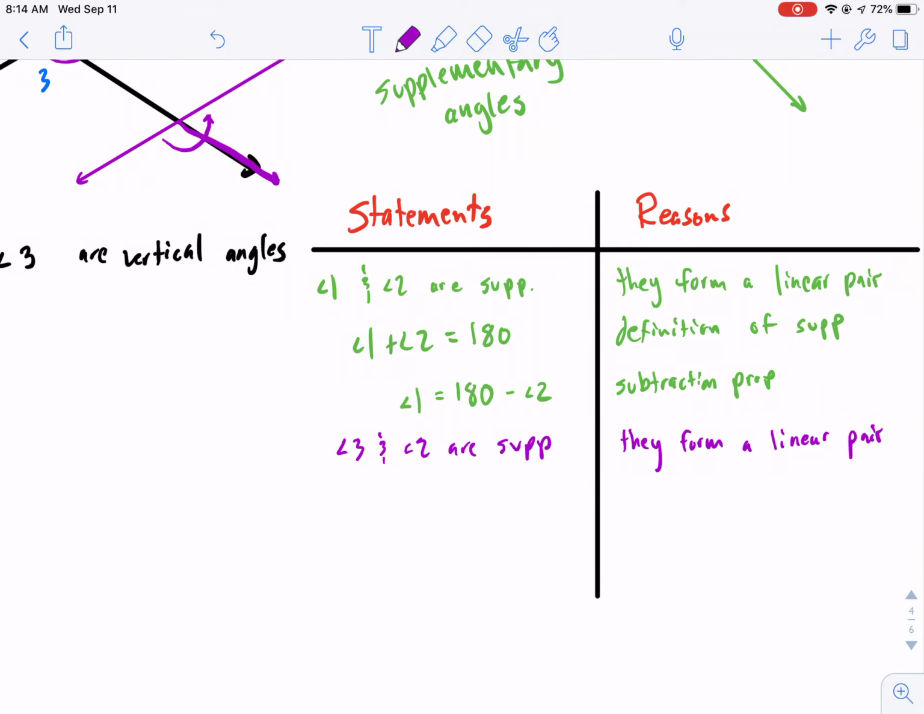Now we know that angle 3 plus angle 2 equals 180, and that's the definition of supplementary angles. Again, let's subtract angle 2 from both sides. If we found angle 1's measure, let's find angle 3's measure. So angle 3 equals 180 minus angle 2. And that's the subtraction property.